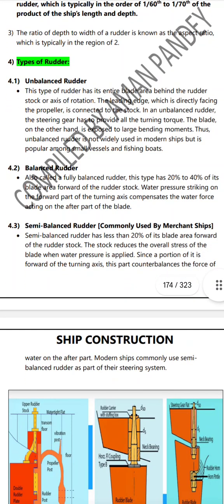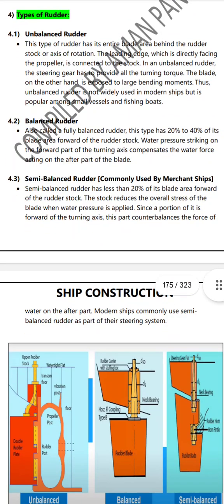Okay, a balanced rudder has 20-30% of its area forward of the rudder stock. Water pressure striking on the forward part of the turning axis compensates for the water force acting on the aft part. This is a word I have to remember: water pressure striking.